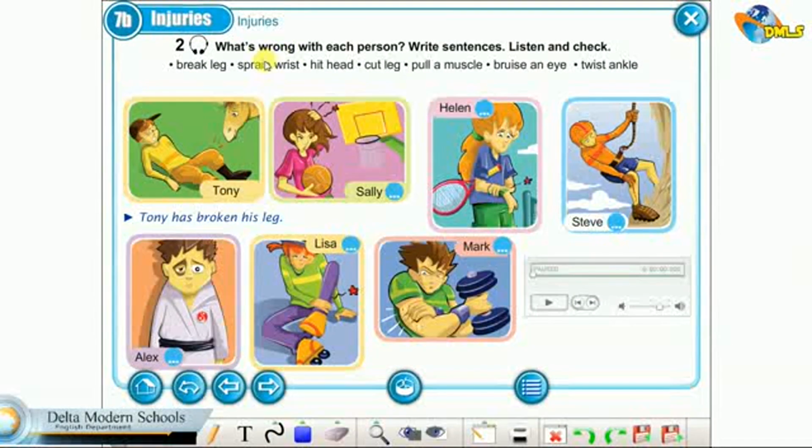Now let's come back with our injuries here. Let's read the question again. What's wrong with each person here? Let's have a look here and try to guess what's wrong with them or what has happened for them. Again, what has happened for them. For example, Tony has broken his leg. You have 1 minute to guess what has happened for each of them.